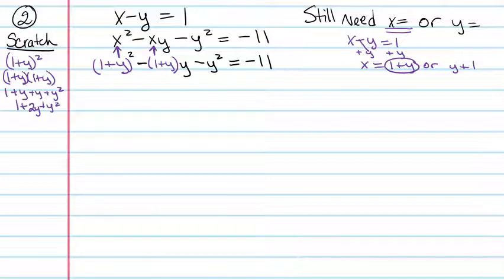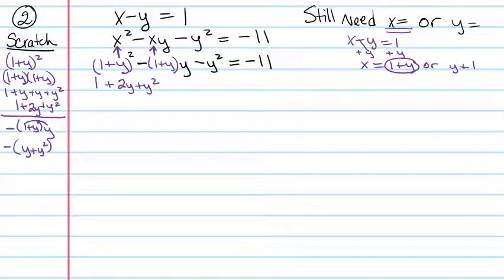Alright, let's put that back in my problem. Okay, now my second thing I need to do is this. I need to do this, I got over here in my scratch work. That's going to be y + y² with a negative in front if I distribute that way. So that's going to be negative y minus y², and then I have another minus y² equal negative 11.